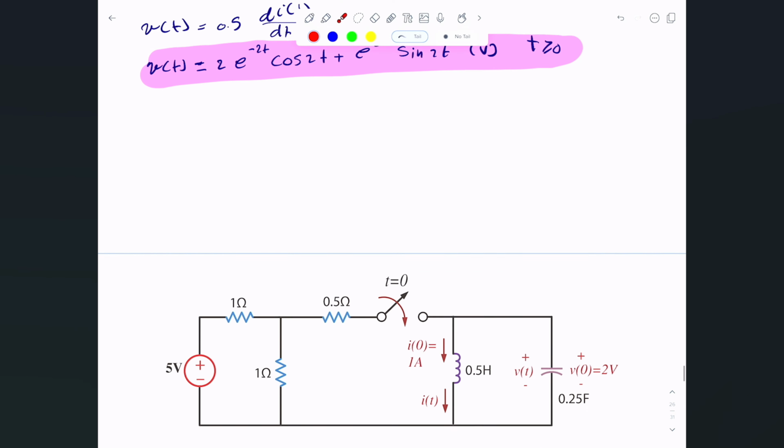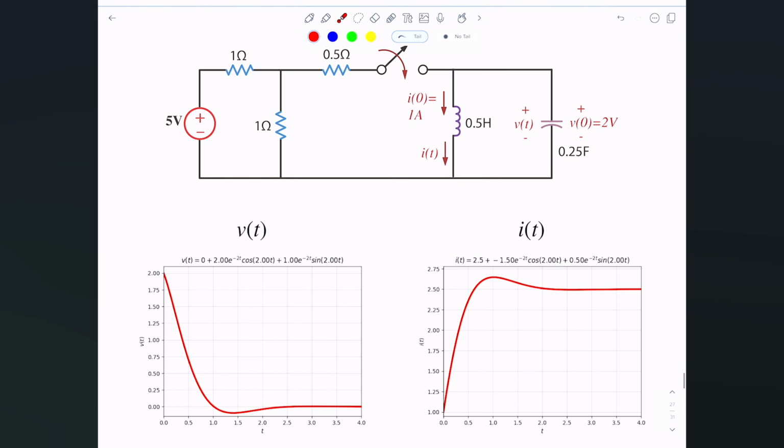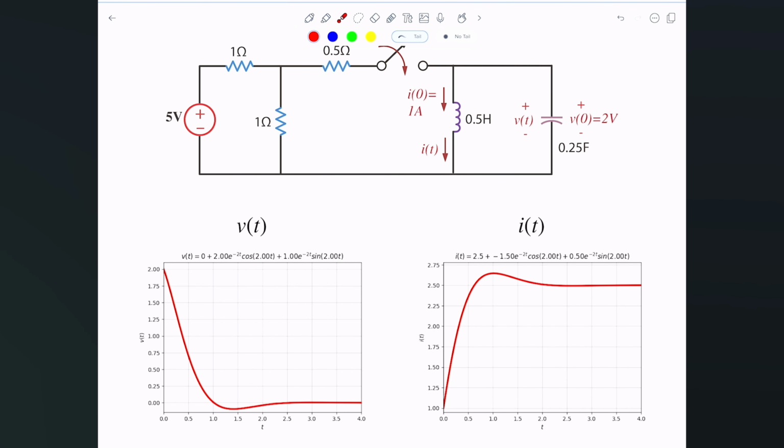We can do a few plots in here just to see what's happening. Right before switching, what do we have? Well, we have the current through the inductor at 1, and that's what we see in here. And what does it do? It's trying to reach 2.5, that's what we saw. This is the 2.5 in here. But because of the oscillation of the cosine and sine, it overshoots a little bit, and you can see it actually exceeds 2.5, and then eventually it settles to 2.5.